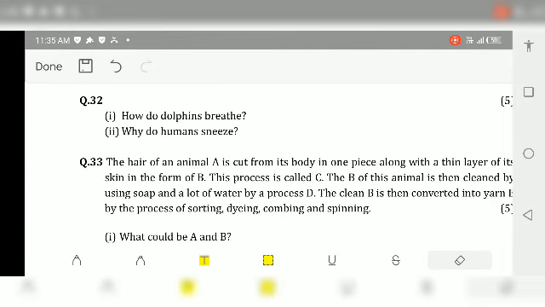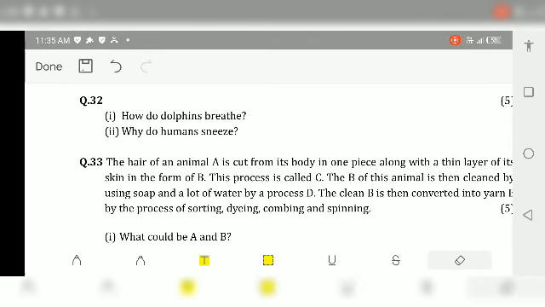Next question is: how do dolphins breathe? Answer for this: although dolphins possess lungs, they breathe through their blowholes. Powerful muscles form a special plug within the blowhole, which prevents water from entering the lungs. Dolphins come to the surface of the water frequently to breathe in air. When they are under water, they hold their breath. When they are out of breath, they return to the surface to take in fresh air.